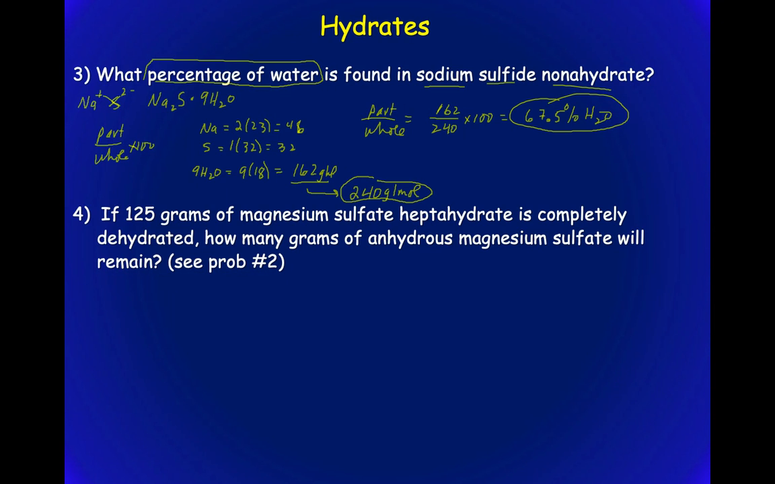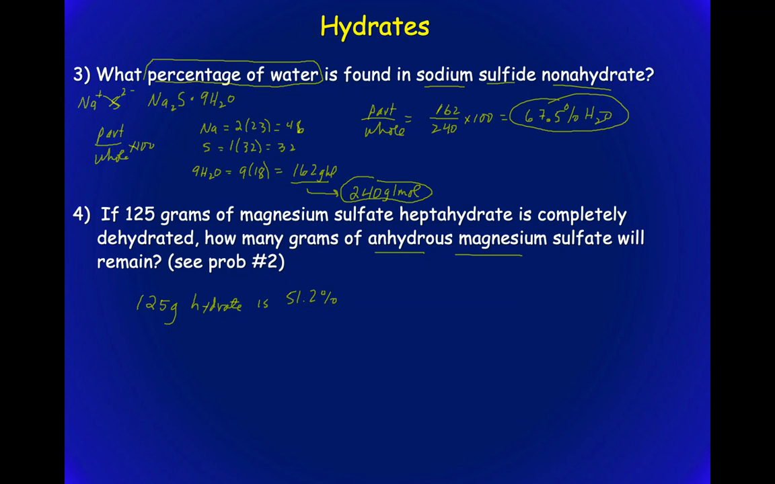So this says if 125 grams of magnesium sulfate hydrate is completely dehydrated, how many grams of anhydrous, how much of the dry stuff is left? So if we take 125 grams of the hydrate, and we know that that is 51.2% water, we know the rest is going to be the rest of the salt, the anhydrous.